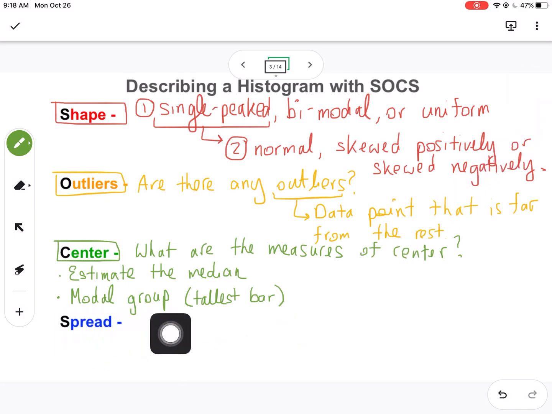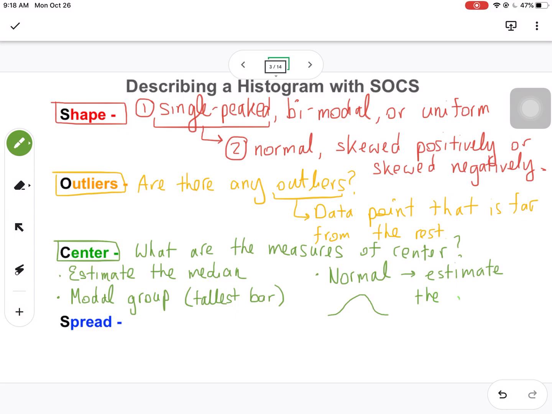So notice, modal group is your tallest bar. That's why we call it bimodal when it has two peaks, because it has two highest bars at different spots in the data. And then the last thing is, if your data is normal, which means it looks like a bell curve, you will actually be able to estimate the mean, because your data is pretty symmetrical. But that's something you'll get more into when you get into 11th grade.